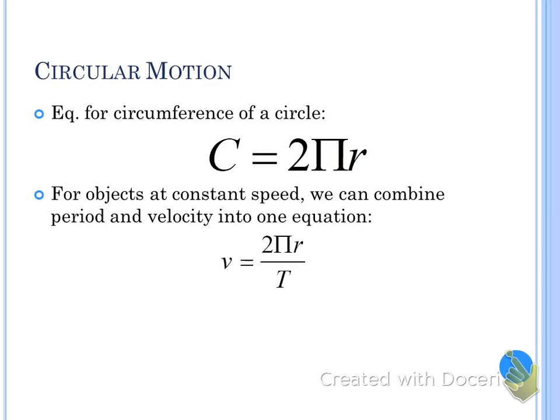Circumference is the distance around one revolution. Velocity is always distance over time. So this equation here tells us that for objects at constant speed, we can put period and velocity into the same equation. So you need to have this one on your equation sheet as well. You probably don't need the circumference. You're never going to use that really on its own. But you do need that bottom equation. Does everyone understand kind of where that equation comes from?